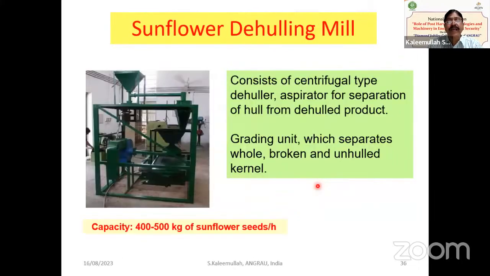The other one is the sunflower dehulling mill. If you want to remove that husk, it is a very tedious process, and this type of machine is available. It was developed at CIPHET, Ludhiana, and it will remove the husk. Nearly 400 to 500 kg of sunflower seeds will be processed per hour.